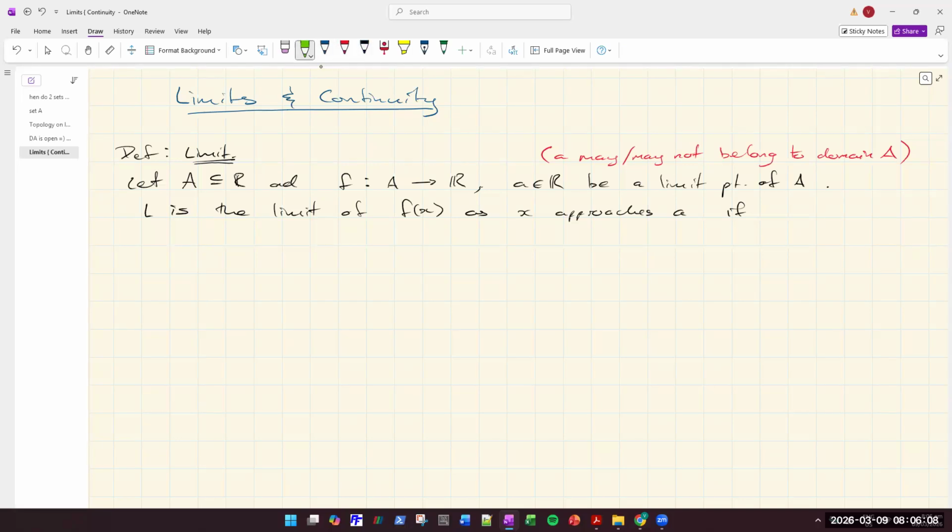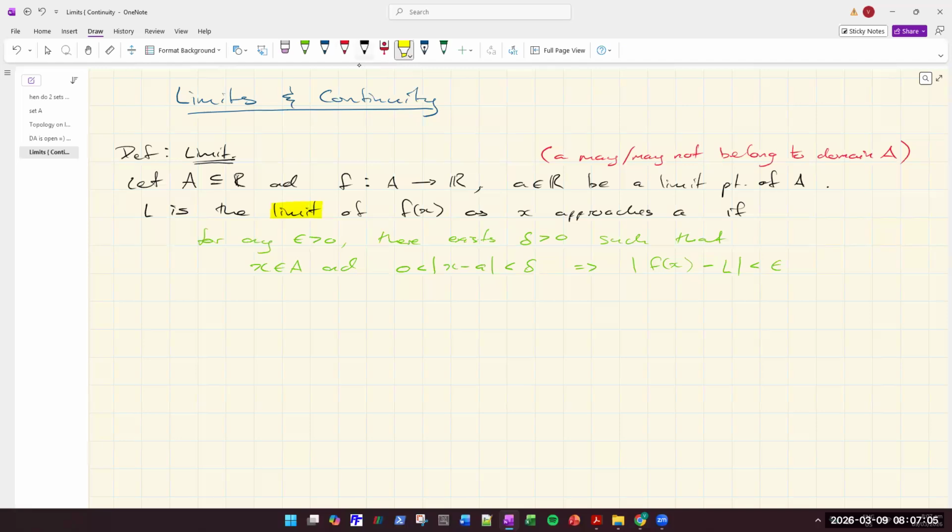I'll use green. If for any epsilon bigger than 0, there exists a delta also bigger than 0, such that if I take any point x belonging to A and the distance between this point and the number A is within delta, but I am not allowed to choose x equal A, so I put a 0 strictly less than, then the corresponding function values f of x is within an epsilon distance of L. Okay, so that is the definition of the limit.